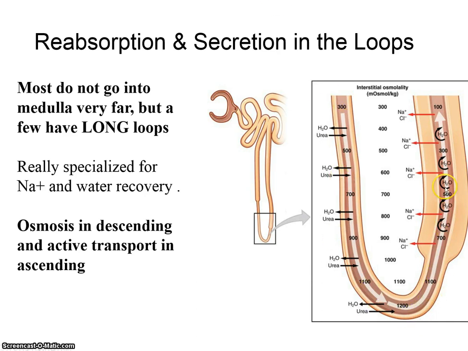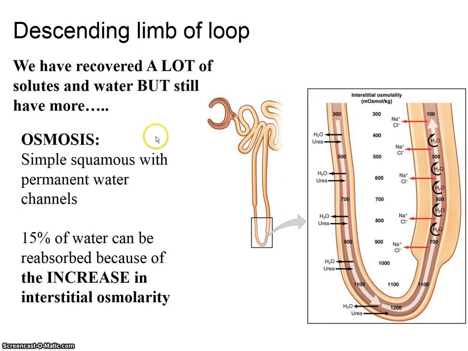And as we move up the ascending limb back towards the distal convoluted tubule, we're going to lose those concentrations because, again, sodium's going to be pushed out. And that sodium loss, without water following it, means that the filtrate actually becomes hypotonic. All right, so again, this just walks through the descending limb of the loop.